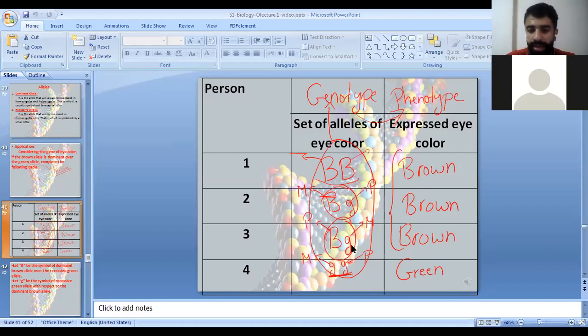BG is heterozygous. Which one is dominant, the brown or green? The brown is dominant, so it gives brown. Here, BG, brown is dominant, so it gives brown. GG is the green allele, it's recessive. It cannot be expressed unless in the case of homozygous. So it should be green only in the case of homozygous.